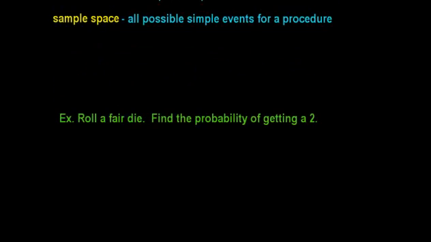So the sample space, recall, is all possible simple events for a procedure. So what are those? Well, we could get a 1, a 2, a 3, a 4, a 5, or a 6 when we roll a die. And we call this our sample space. We'll use a large S to represent that, and we'll put it in set notation. That means we'll use these curly brackets. So this is the set of all possible outcomes for this event. These are the simple events that are possible when we roll a fair die.